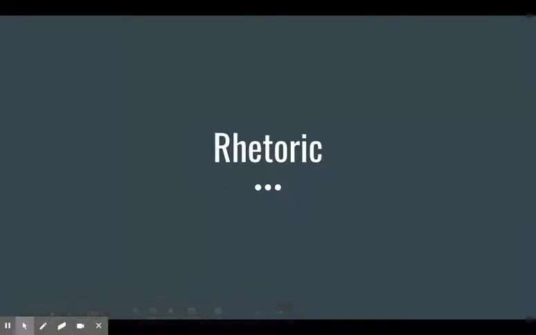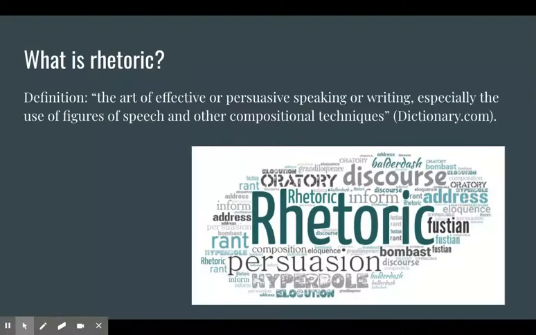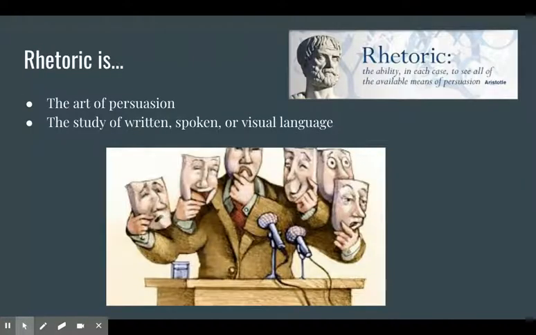The lecture today is on rhetoric. Rhetoric is the art of effective or persuasive speaking or writing, especially the use of figures of speech and other compositional techniques. Rhetoric is also known as the art of persuasion or argumentation. It is the study of written, spoken, or visual language.